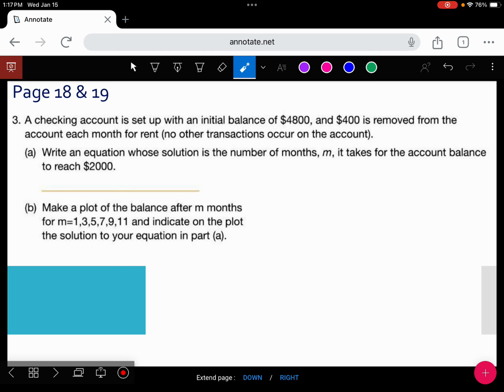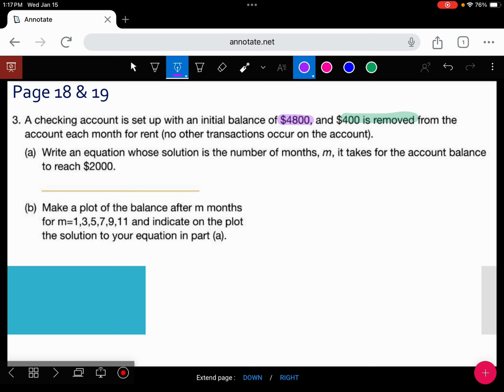So we've got a checking account that's set up with a starting balance of $4,800 and $400 is removed every month. No other transactions. So we want to write an equation, first things first, for the money in the account. How do we write an expression like stuff on the previous part? For an account that starts with $4,800 and $400 is removed. How can we write our equation?